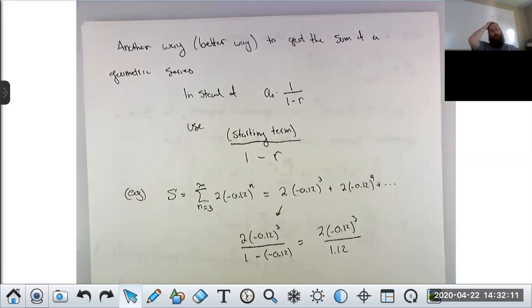Can be a big time saver. And to me, it's even a little bit easier to remember, right? Rather than a naught times 1 over 1 minus r, I just remember, oh, well, whatever the starting term is, divide that by 1 minus the common ratio. Cool stuff, right? Any questions on this alternate version of the formula?